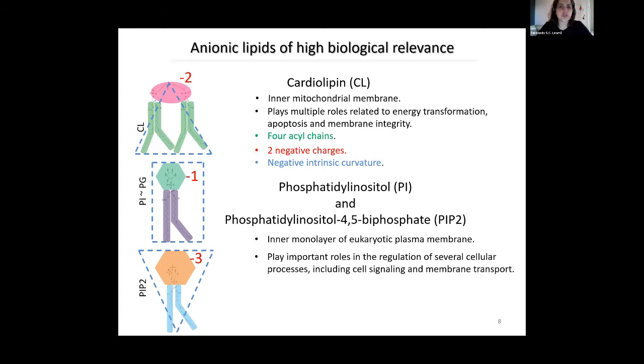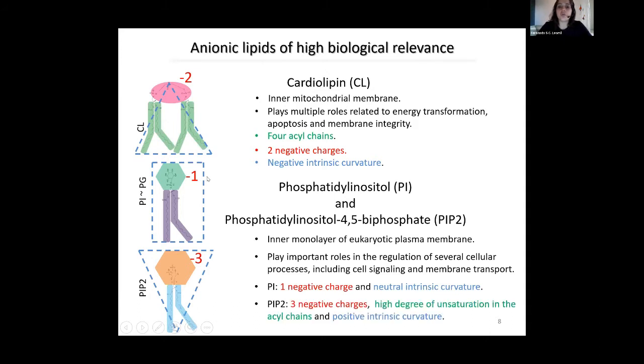We also explored PI and PIP2. They can be found in the inner monolayer of the eukaryotic plasma membrane. They play important roles in the regulation of several cellular processes, including cell signaling and membrane transport. PI is quite similar to PG. It has 1 negative charge on its polar head and a neutral intrinsic curvature, while PIP2 is very different. It has 3 negative charges, a high degree of unsaturation in the acyl chains, and a positive intrinsic curvature.